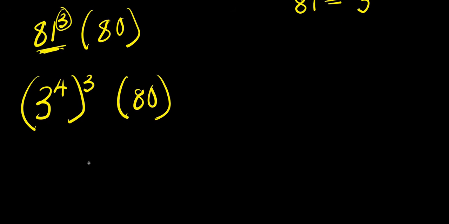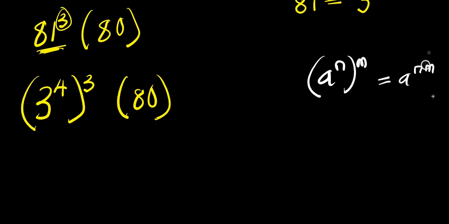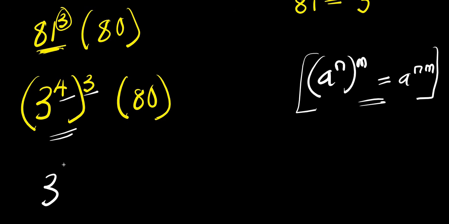Then right now we apply this index law again: a to the power of n raised to the power of m equals a to the power of n times m. So this index law, we apply it here. We have 4 times 3. 4 times 3 is 12, so we have 3 to the power of 12 times 80.